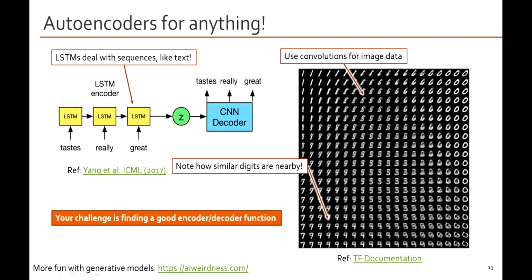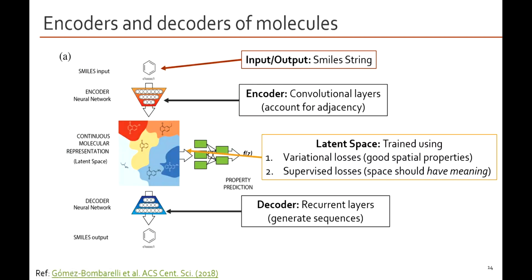So as I mentioned, the real secret sauce in developing an autoencoder for any kind of new application is coming up with a good encoder and decoder. And if you want some kind of creative and fun views on how you can do this with different kinds of data, check out this website, AI Weirdness. There are a lot of fun examples of how you can use generative models to, say, create pie recipes. It's fun. All right, so moving on back to science.